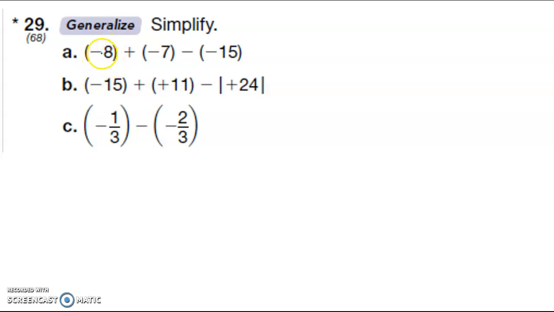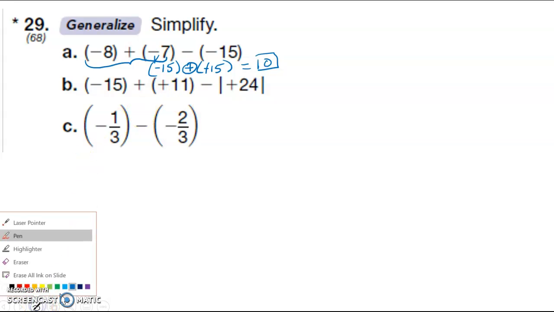All right, so we have addition and subtraction here. We'll just take them two at a time. So I have a -8 plus a -7. The rules are if it's the same sign, add and keep the sign. So 8 plus 7 is 15. They're both negative. We'll bring this down. Now I have a subtraction problem, so I'm going to keep, change, change.